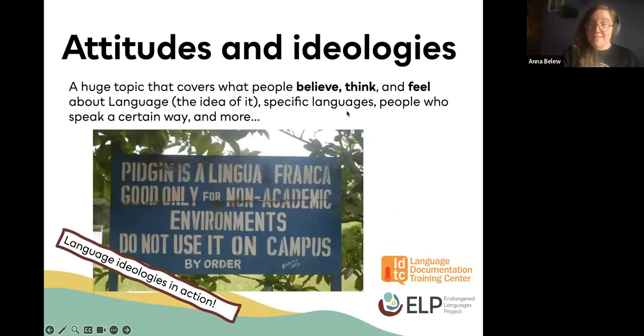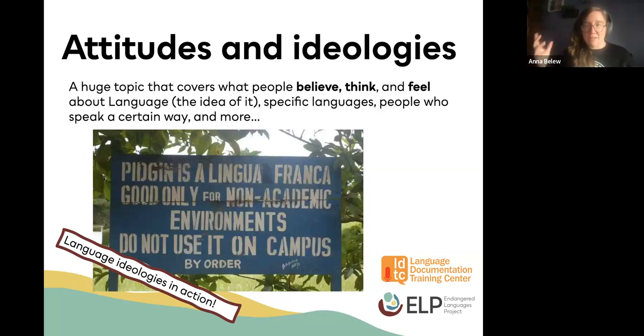So this also ties nicely into attitudes and ideologies about language. And so these, again, are people's beliefs and feelings and thoughts about what language is, which languages carry what values or are appropriate to use in what situations, what you think of people who talk a certain way, right? All these sort of high level governing principles that tell you what social meanings language has.